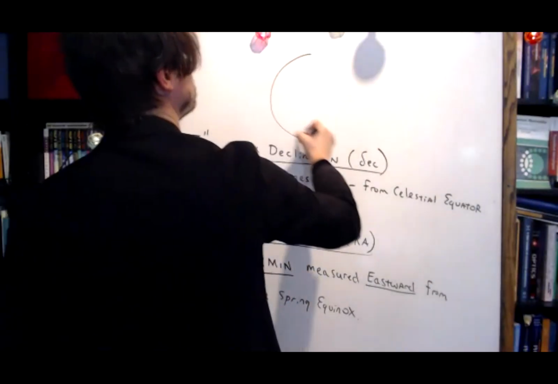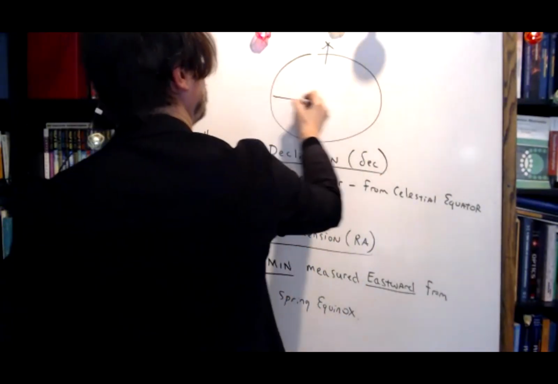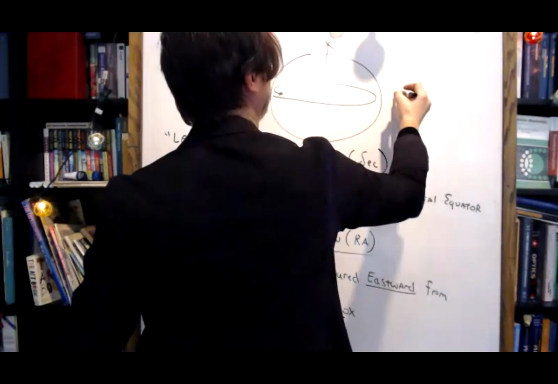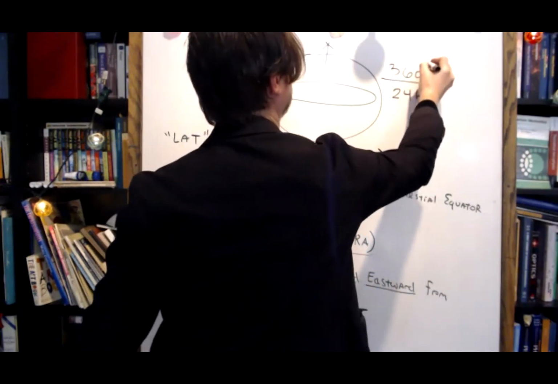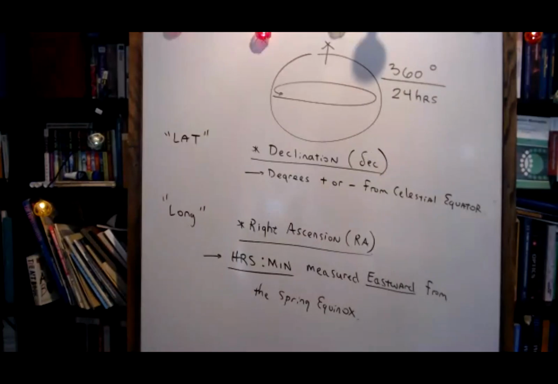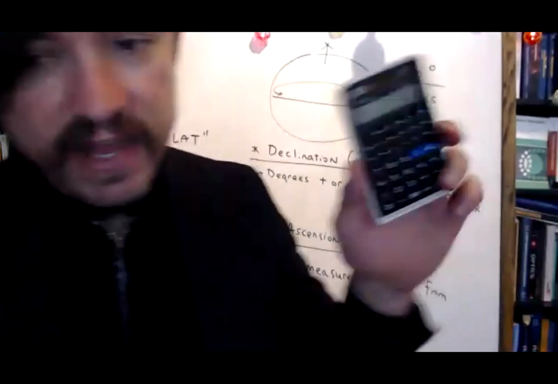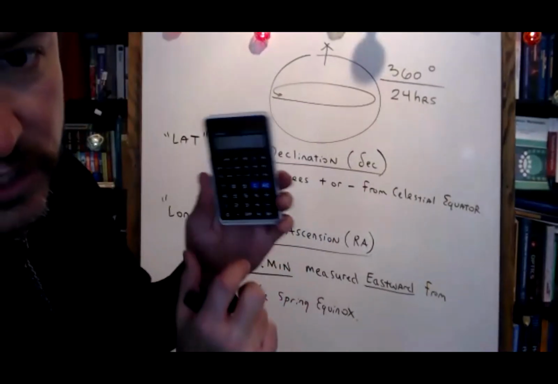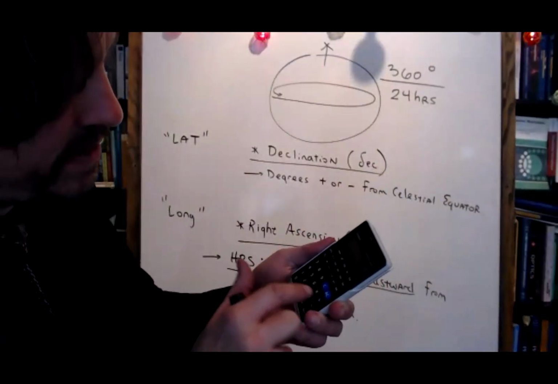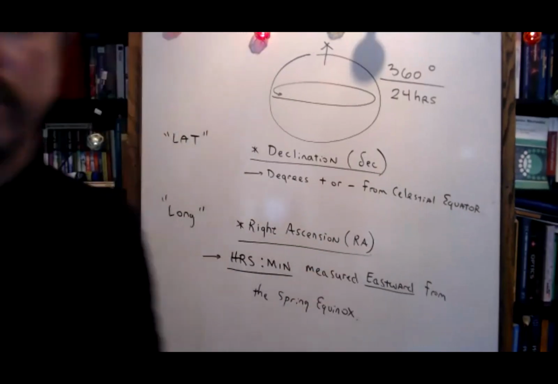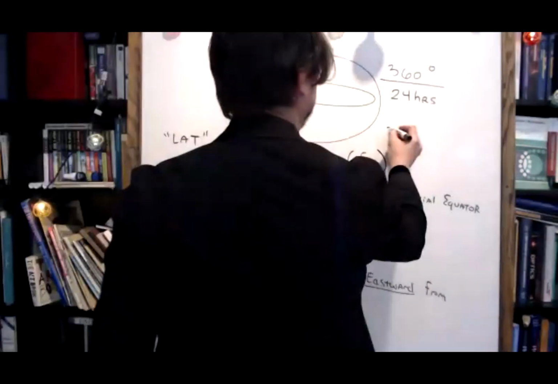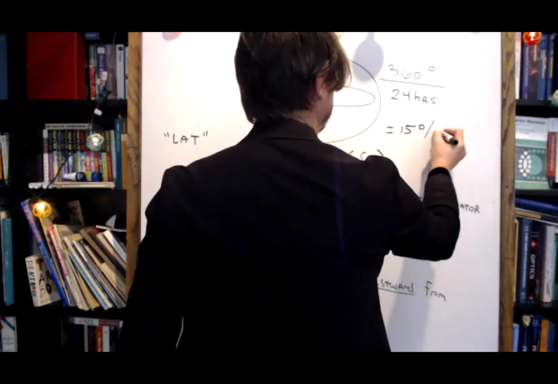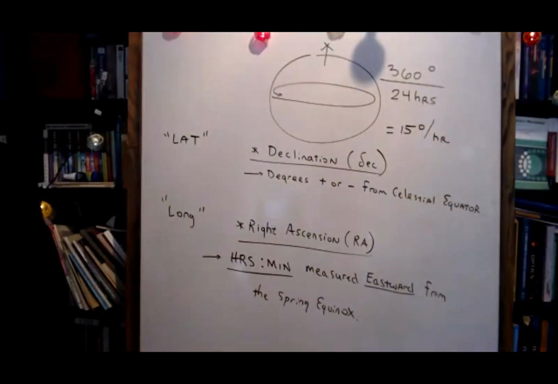And here's why. Think of a spinning Earth. It rotates in 24 hours, and it will spin through 360 degrees. Everyone take out your calculators and just humor me and divide 360 by 24. What do you get? 15. Exactly. 15 degrees per hour.